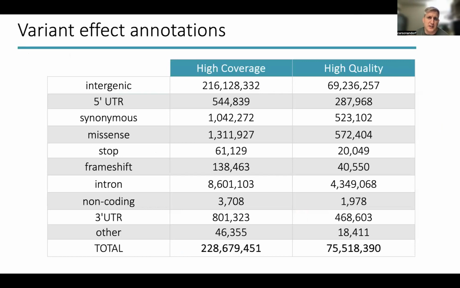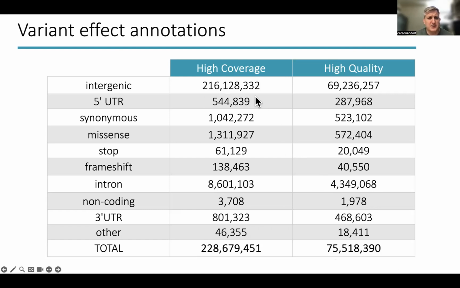Then here, just quickly, is the variant effect annotation table. As you can see, there are a lot of loci. There are 228 million for the high coverage, and a little over 75 million for the high quality. We'll likely do some more filtering to get a more manageable data set for some other purposes, depending on how you want to use this data.